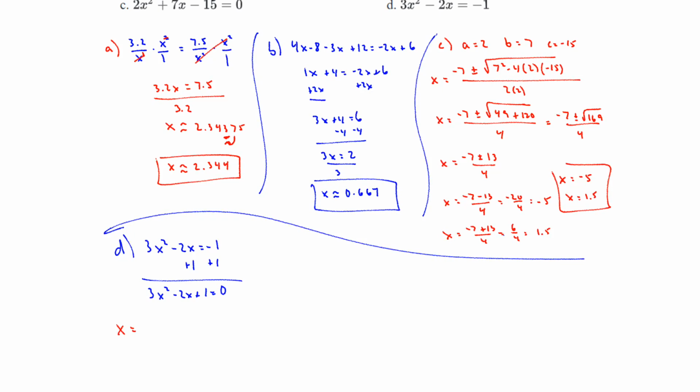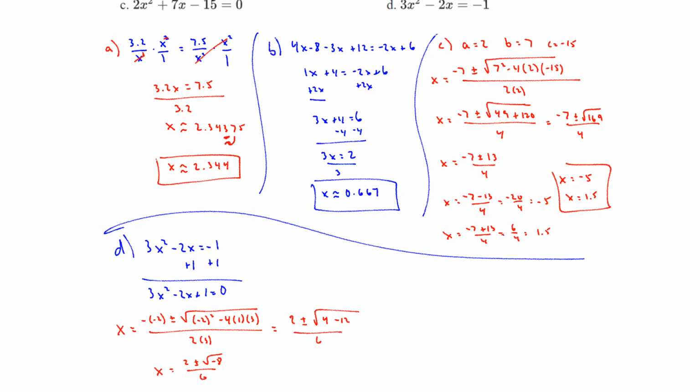X is equal to the opposite of negative 2 plus or minus the square root of b squared, so that's negative 2 squared, minus 4ac, all over 2 times 3. That simplifies to 2 plus or minus the square root of 4 minus 12 over 6. And that's 2 plus or minus the square root of negative 8 over 6.